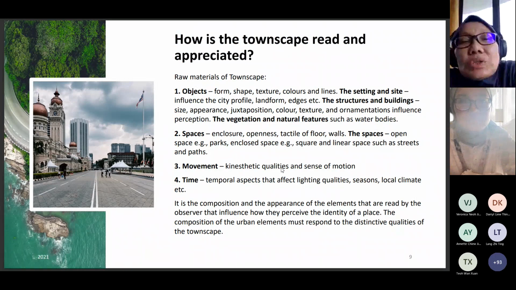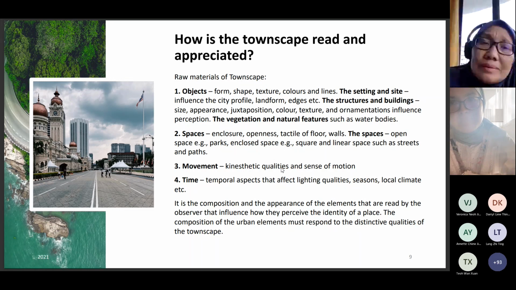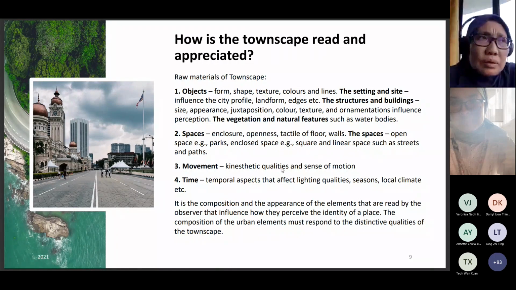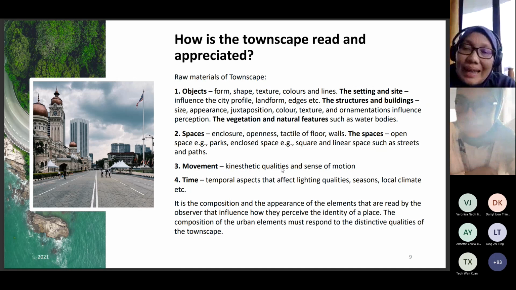Okay, the raw materials of townscape. Here, when we talk about townscape, there are 4 elements involved, which is the objects. When we talk about object, I mean for architects, this is what you are good at, the design of the building. The building is one of the most important objects in the city. In fact, in my PhD, when I did the research on identity of place, how people perceive the identity of place, buildings came number 1 in the way people read the city, and the thing that they remember about place is through buildings.